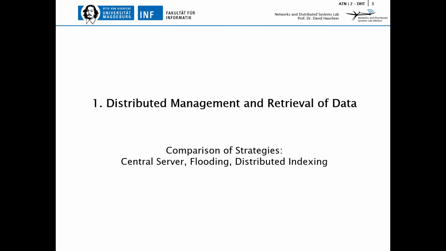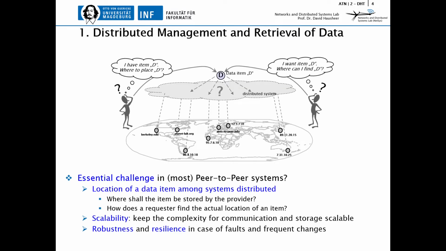First, let's start with a general introduction. So the essential challenge in most peer-to-peer systems is that someone has an item D to offer and asks himself where this item should be placed. And on the other hand, there are people that are interested in this item D and are wondering where they can actually find it.